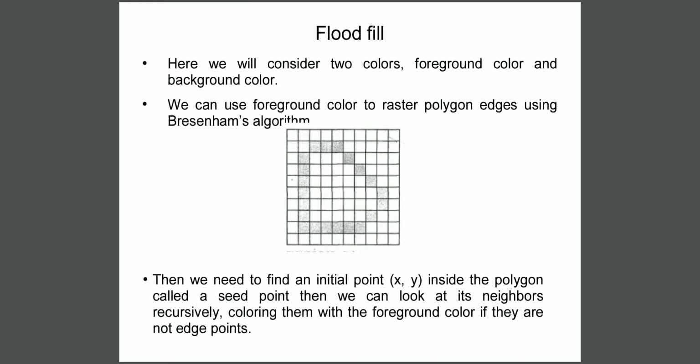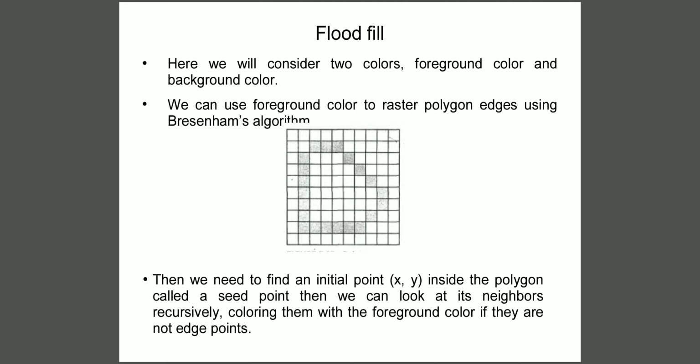Now to fill the polygon with a foreground color, in the third step, we will select a random point inside the polygon. We'll call that random point a seed point. In the fourth step, we will check the color of the seed point. If the color of the seed point is the background color, then we need to update that seed point's pixel color with the foreground color.